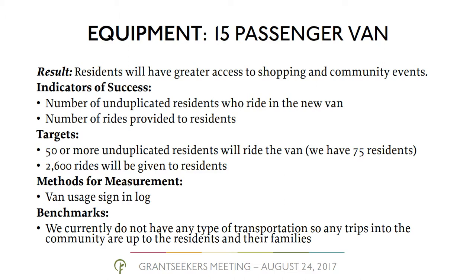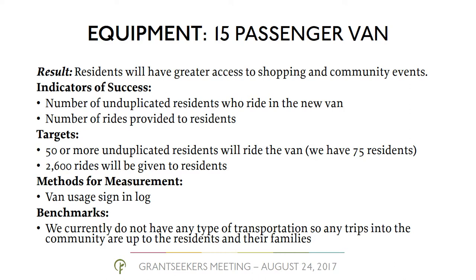So what are our targets? We're going to say that 50 or more unduplicated residents will ride the van. We have 75 residents, and that's there for context. And then we're saying that there will be 2,600 rides given altogether to those 50. Our methods for measurement: we have a van usage sign-in log. Before they can ride, they have to sign in. That way we know who it is, and we can count those up. And then we'll certainly know how many rides were given as well.